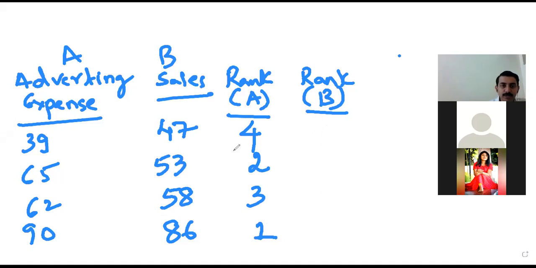Similarly, we have to rank the next column, which is the highest sales. The highest sales is 86, so again this will be ranked first. Next highest is 58, then 53.